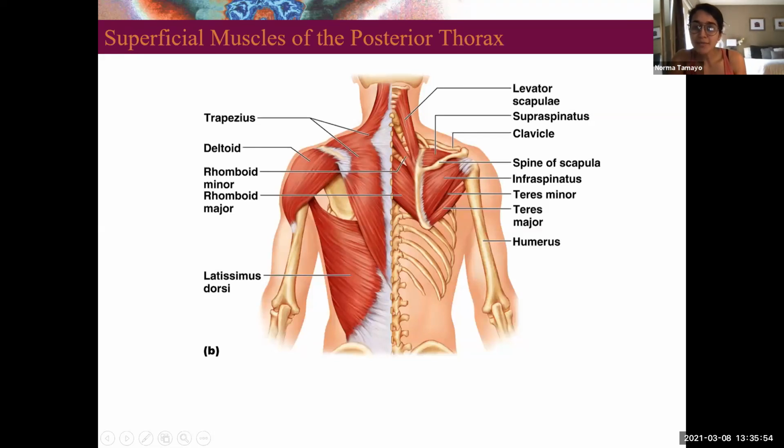Why is the minor superior and the major inferior? Do you see where they are? Yeah. Which one is above, which one is below? Let's see first rhomboideus major and minor. Oh, I see. That's what I'm looking at. Sorry, I was looking at teres minor and teres major. So it's the same thing in teres minor and major too.